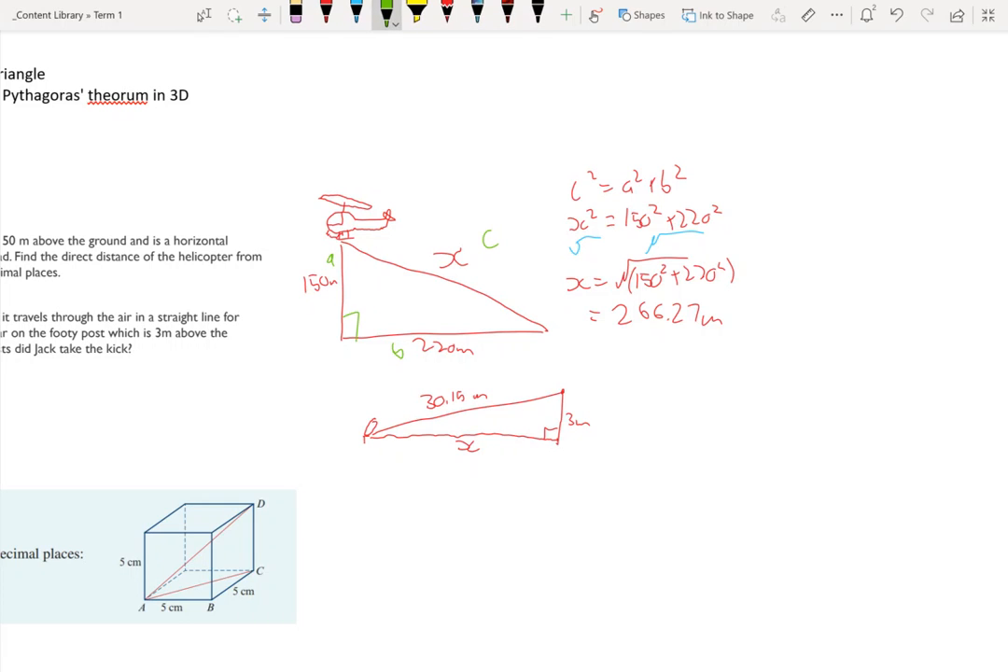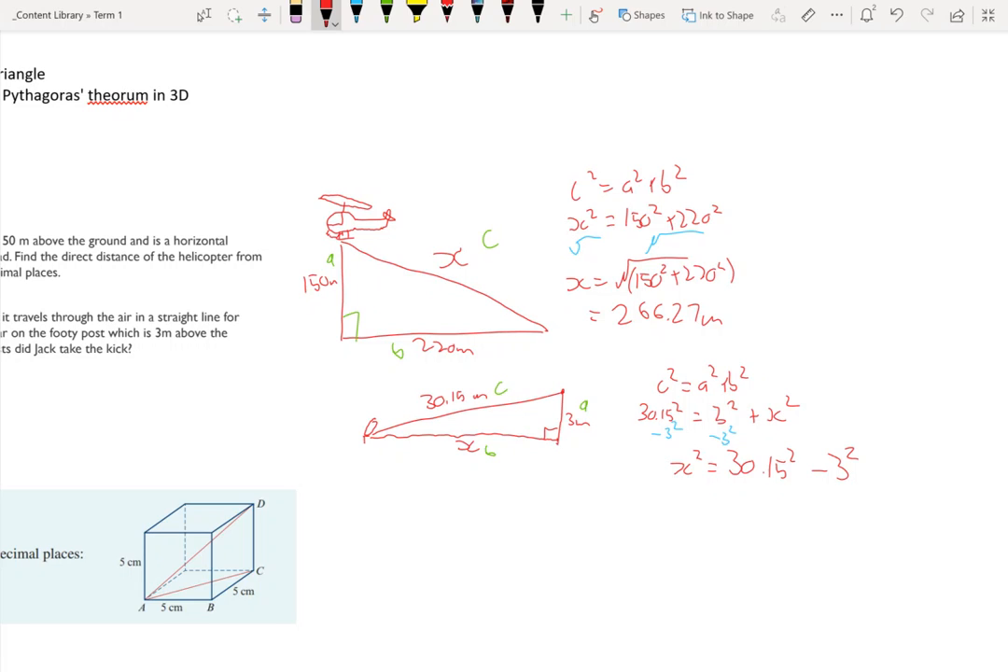So if we put in our A, B, and C, our 2 shorter edges, A and B, and then C. So if we set up our rule, C squared equals A squared plus B squared. C is 30.15. A is 3, and B is x. So I want to get x by itself, so I'm going to minus 3 squared from both sides, which gives me x squared equals 30.15 squared minus 3 squared.